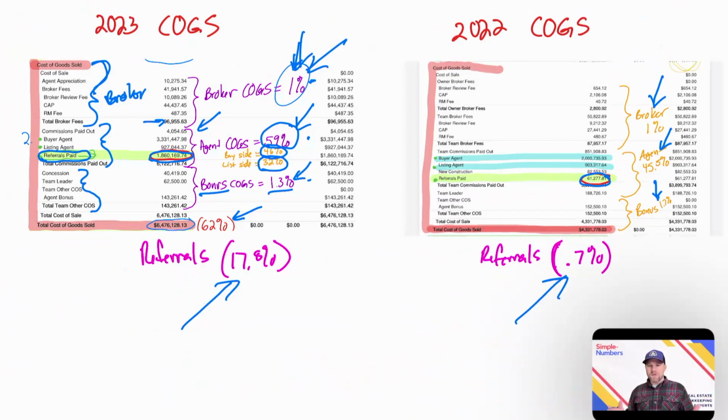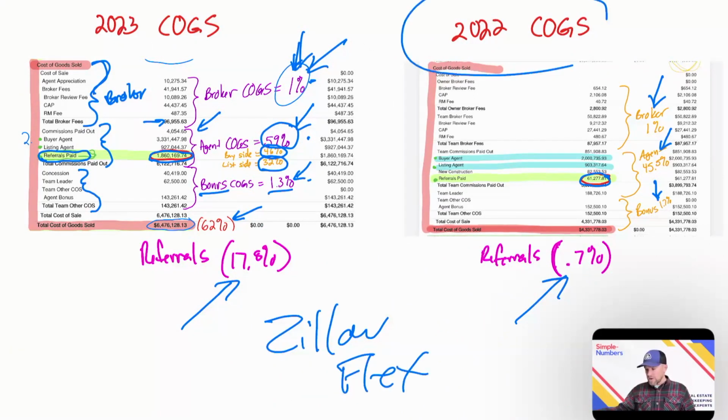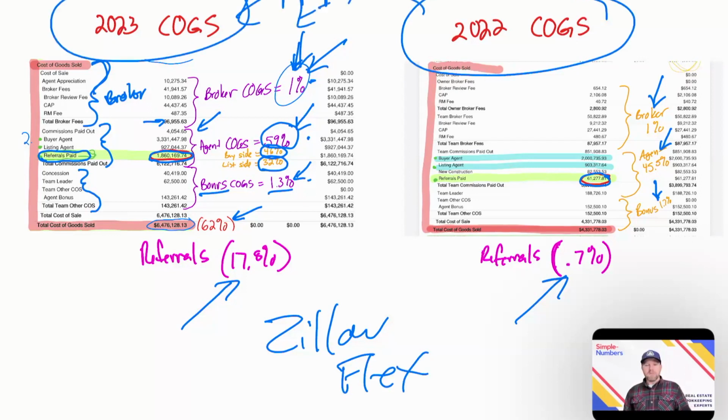So what are these referrals? You know what they are? The big Z, Zillow Flex. They shifted from 2022 to become a flex team in 2023. Yeah, their revenue went up. If that's all they were looking at, they'd be like, wow, great. Revenue went up. It must be working.